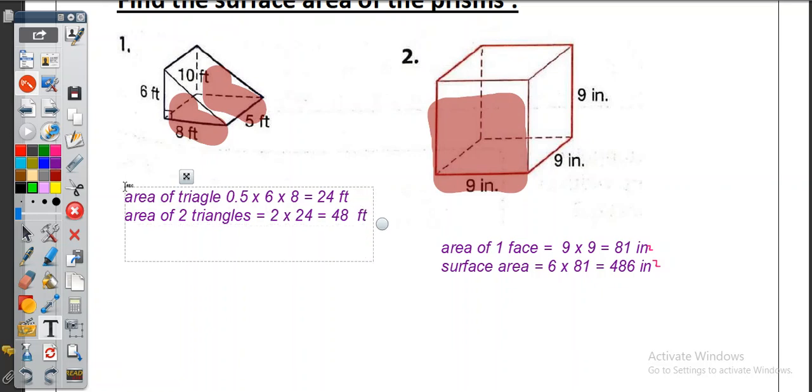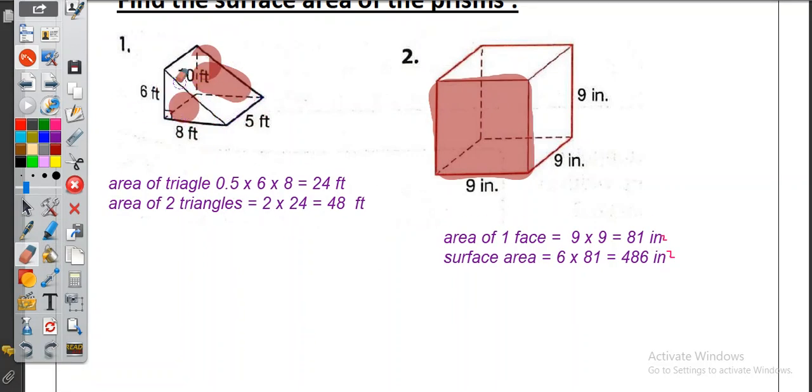squared feet. Now, I want to find the area of... I found the area of those two bases. Now I will find the area of this face up here.